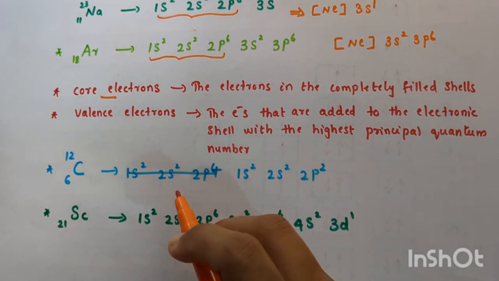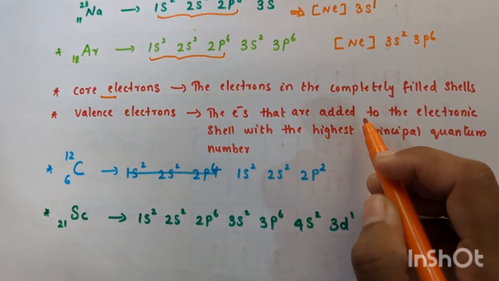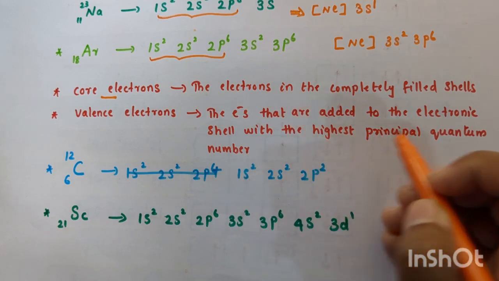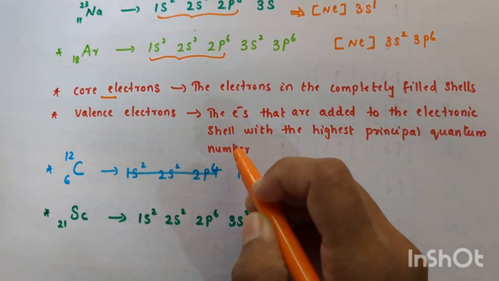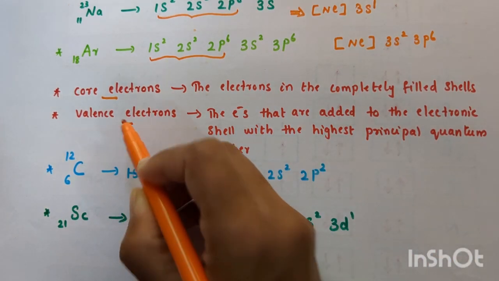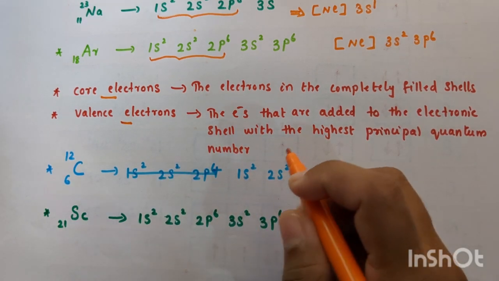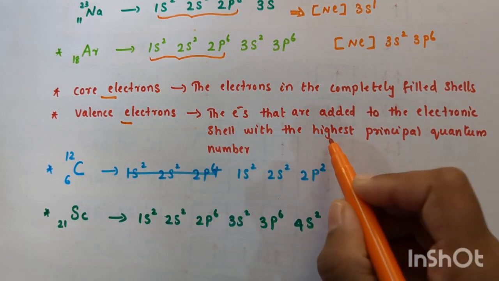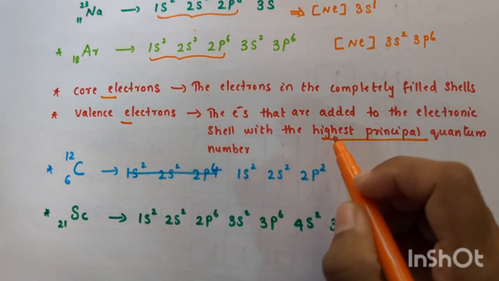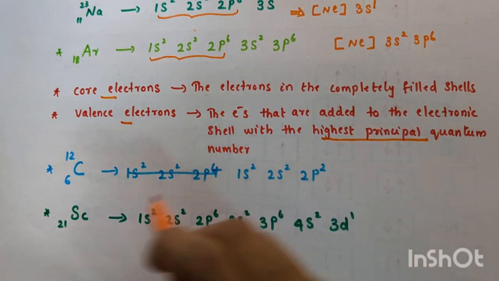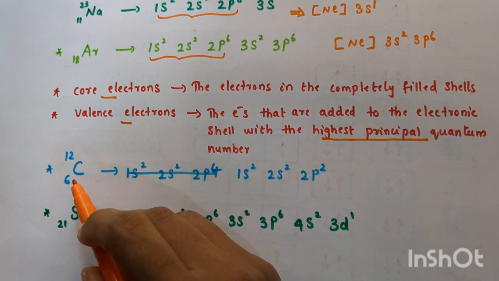Now you see, the electrons that are added to the electronic shell with the highest principal quantum number are actually called valence electrons. The electrons that are added to the electronic shell with the highest principal quantum number are called valence electrons. For example, consider the element carbon.